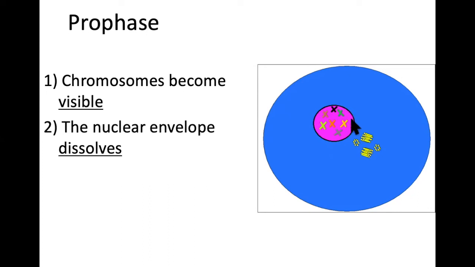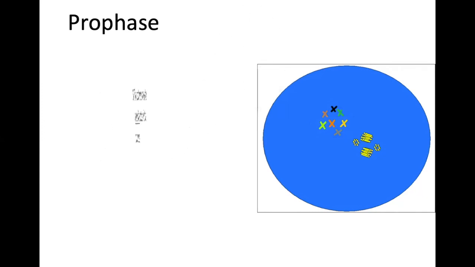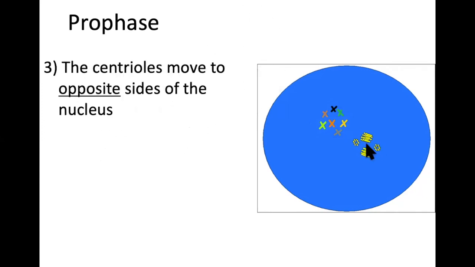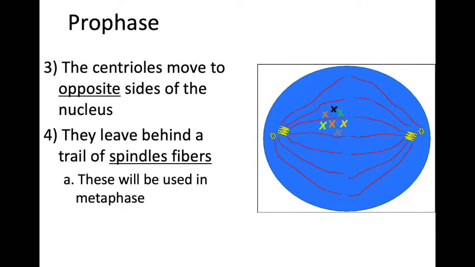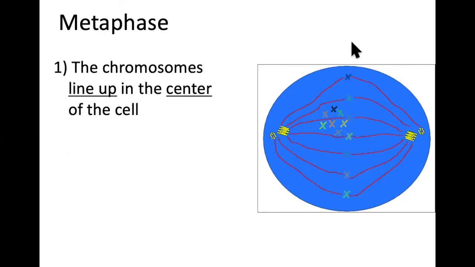And then the nuclear envelope, the membrane around the nucleus, dissolves away. Meaning the chromosomes are now free to float around the cell. These centrioles, they are going to stop that from happening. So they're going to move to opposite sides, leaving those spindle fibers behind them, which will be, again, used in metaphase. As they're moving, they're also releasing a chemical that your chromosomes don't like. So they're trying really hard to get away from this guy with the chemicals, but they don't want to get closer to this guy with the chemicals either. So they are going to line up down the center.